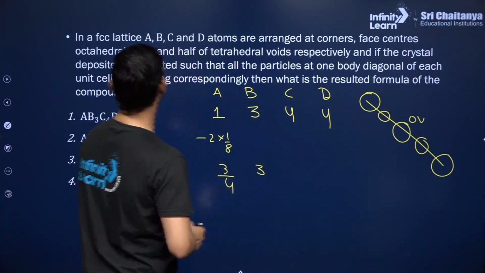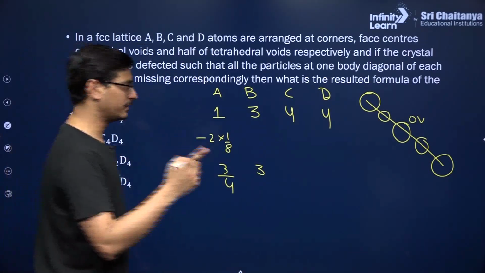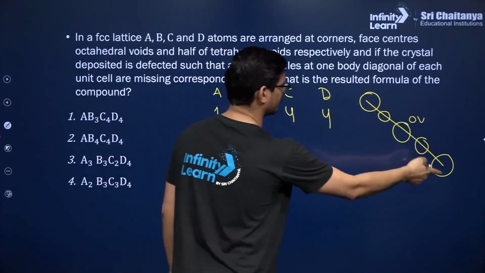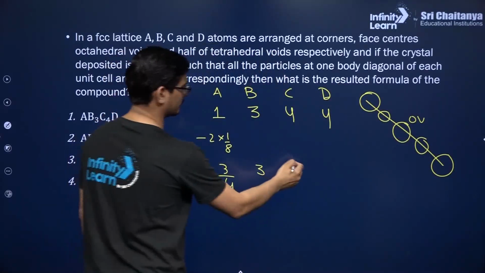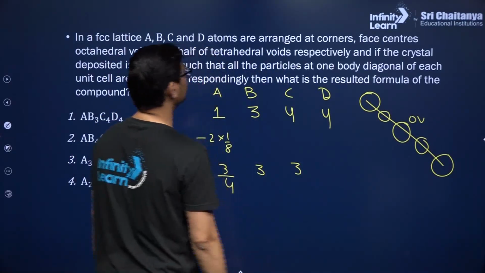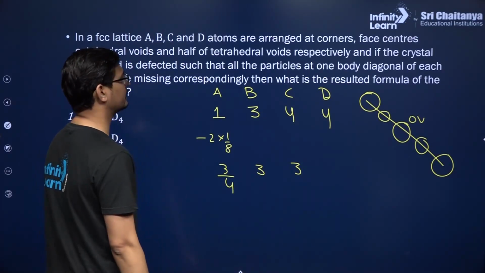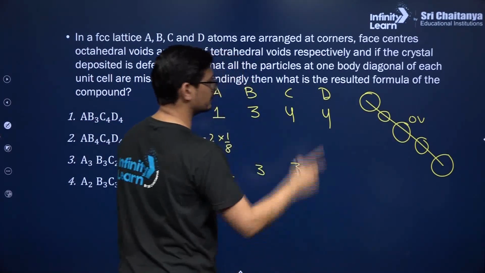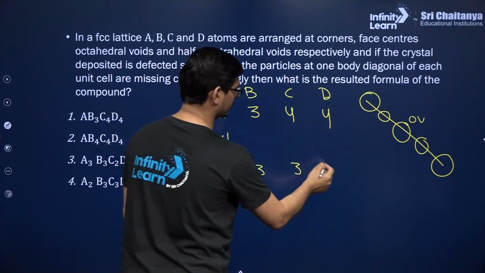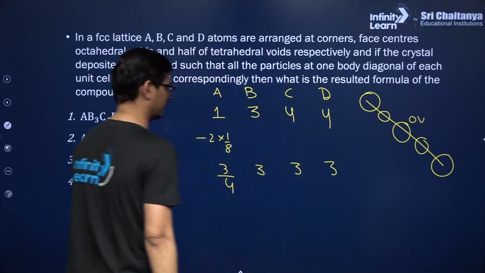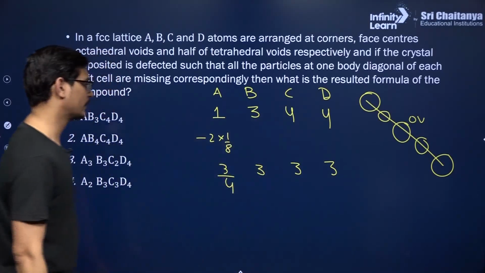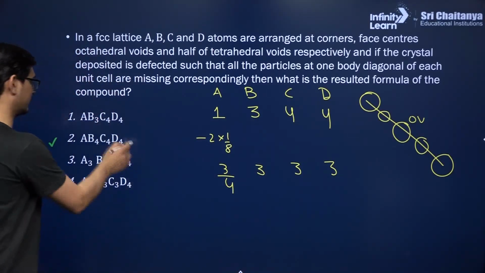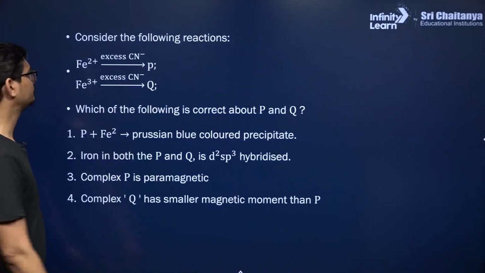C occupies octahedral voids, 1 will go away because we are removing all the particles lying along one of our body diagonals. So this is 3, and D is half of the tetrahedral voids. So we are assuming one of each body diagonal will carry one of the tetrahedral voids. So 1 will be eliminated and 3 will remain. So you can cancel 3, multiply by 4. So you will get this as the correct answer.